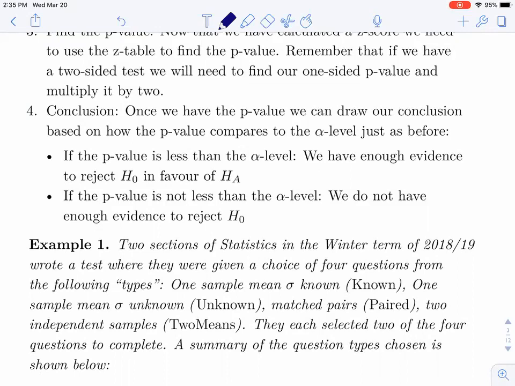So now, once you have your p-value, we draw our conclusion the exact same way. Compare your p-value to your alpha level. If it's less than the alpha level, then you have enough evidence to reject H naught. If your p-value is not less than the alpha level, then you don't have enough evidence to reject H naught. Same as always, no big deal.